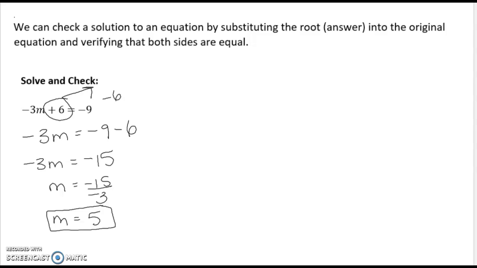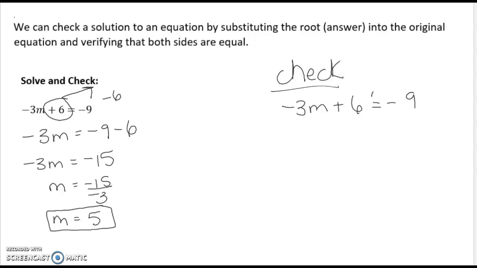Okay, so m equals 5. So now we're going to do the check. Okay, so it says we can check by substituting the answer into the original equation and verifying that both sides are equal. So let's write the original. Negative 3m plus 6 equals negative 9.